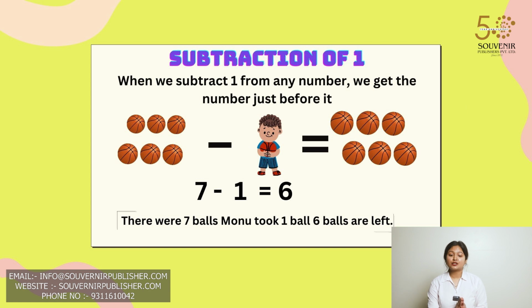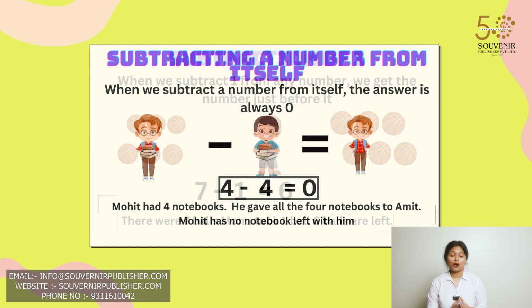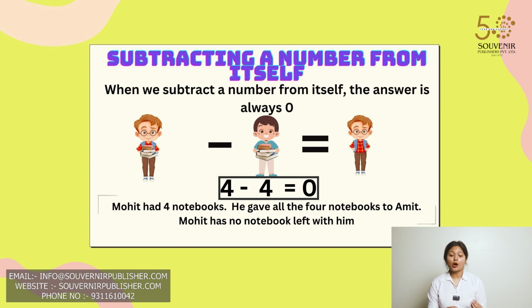Students, let us know subtraction of 1. When we subtract 1 from any number, we get the number just before it. For example, 7 minus 1 will give you 6. Now, let us know how we are going to subtract a number from itself. When we subtract a number from itself, the answer is always 0.